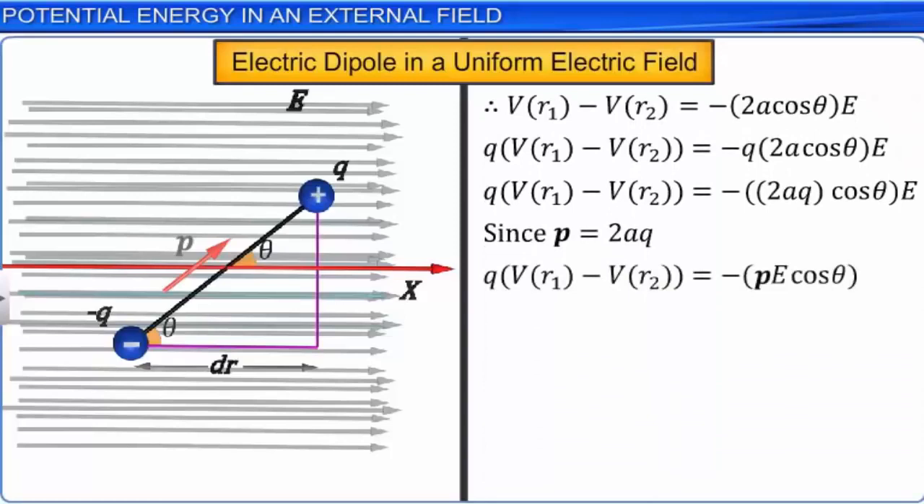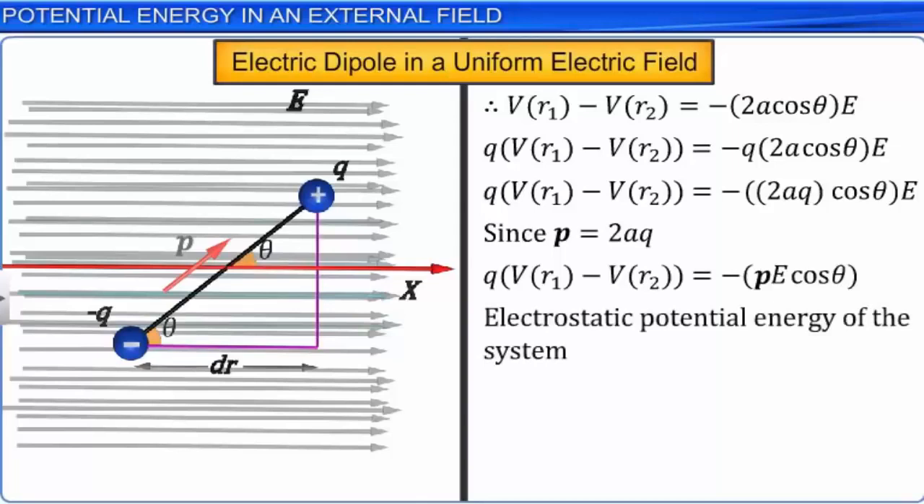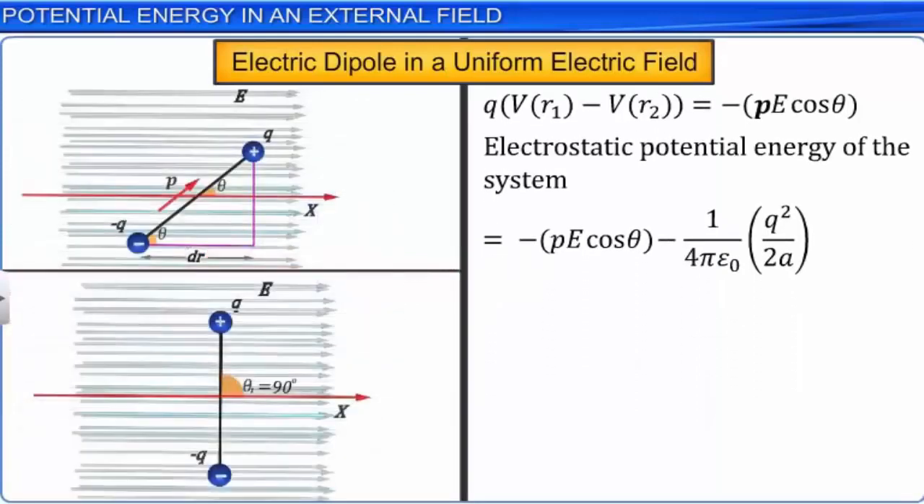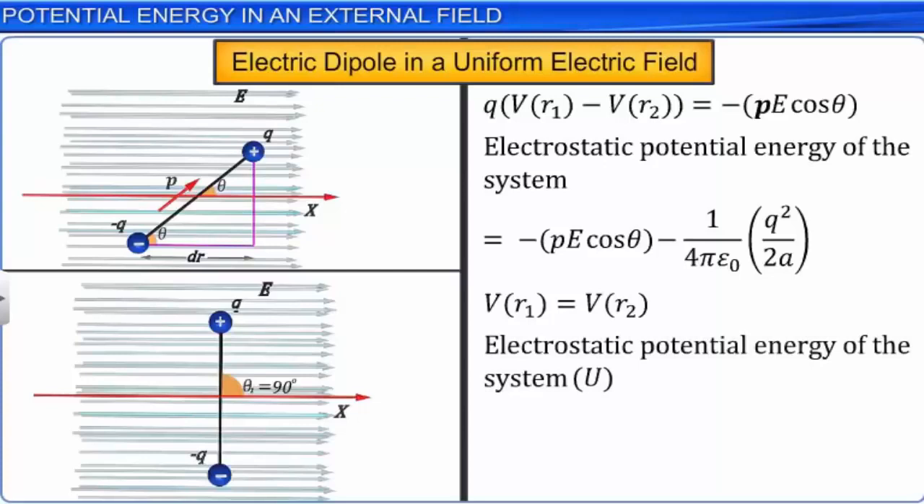Now the electrostatic potential energy of the system can be written as minus PE cos θ minus 1 by 4 pi epsilon naught q square by 2a. If the electric dipole were perpendicular to the field direction, then the potential V of R1 will be equal to V of R2, and hence PE cos θ will be equal to 0. And hence, the electrostatic potential energy of the system will be equal to minus 1 by 4 pi epsilon naught q square by 2a.